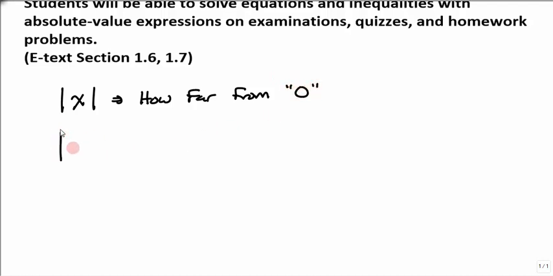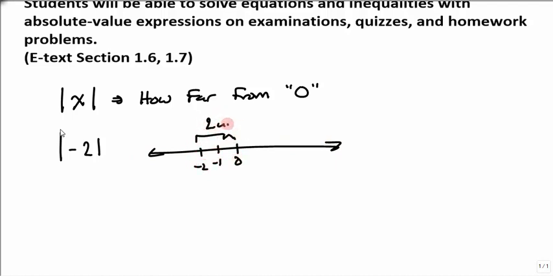So if we take the absolute value of a negative 2, how far is negative 2 from 0? Well, here's 0, here's negative 1, negative 2, so we can see that it's 2 units. So the absolute value of negative 2 is a positive 2. Again, I don't care about the direction that it's to the left of 0, I just care about how far it is from 0. So the absolute value of a negative number is always the positive of that value.